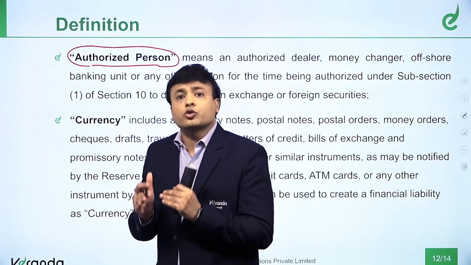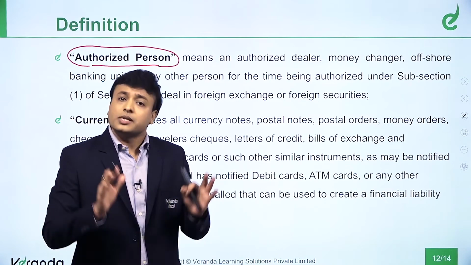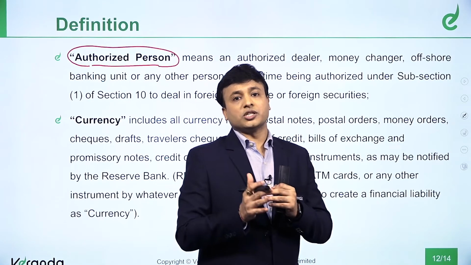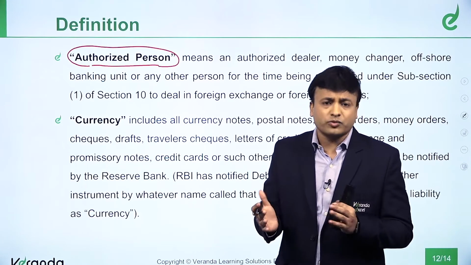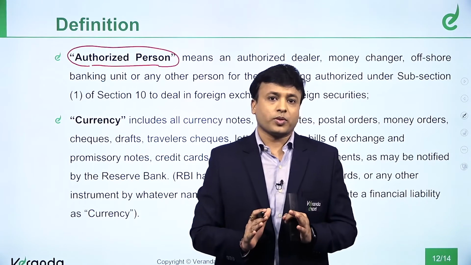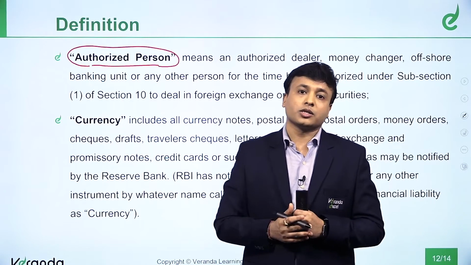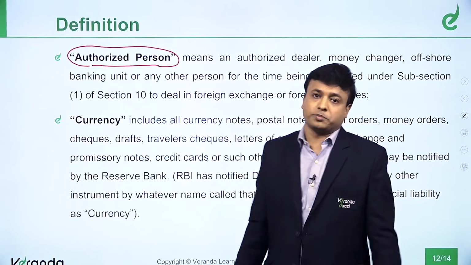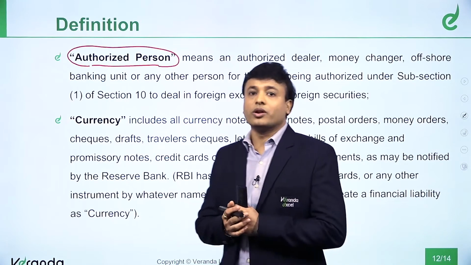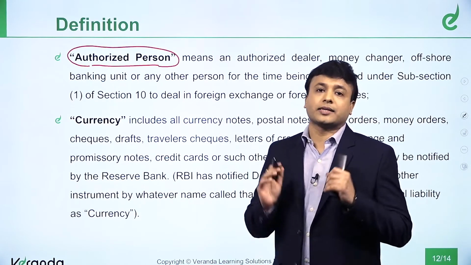Now, in addition to banker, can anybody become an authorized person? Yes. So these money changers, Western Union money transfer, all these are authorized persons. So they will have to approach the Reserve Bank of India and take the license to operate as an authorized person. Now, with this, we'll learn the definition as given in the Act.